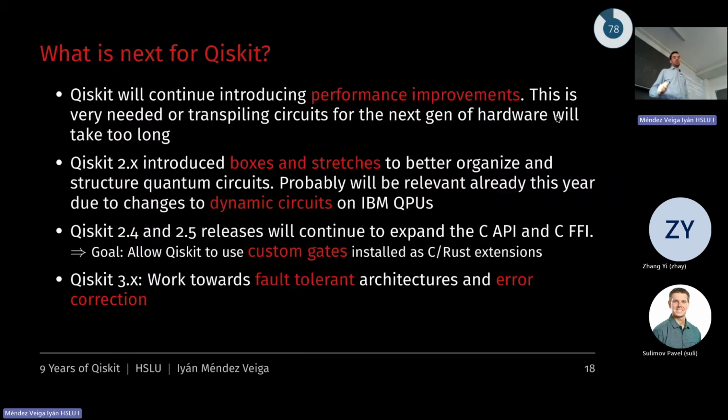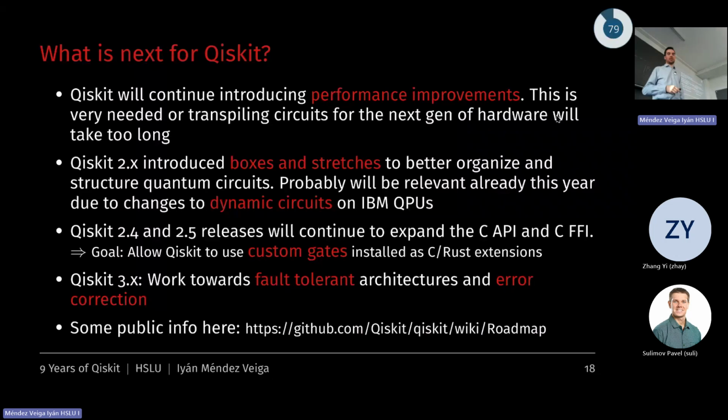And then with Qiskit 3.0, they will work towards fault tolerance and error correction. At the moment, in Qiskit 2.0, you have error mitigation, but there is nothing about error correction. So this is the direction that is taken. And you have the link there if you want to check it later. They keep updating this regularly.